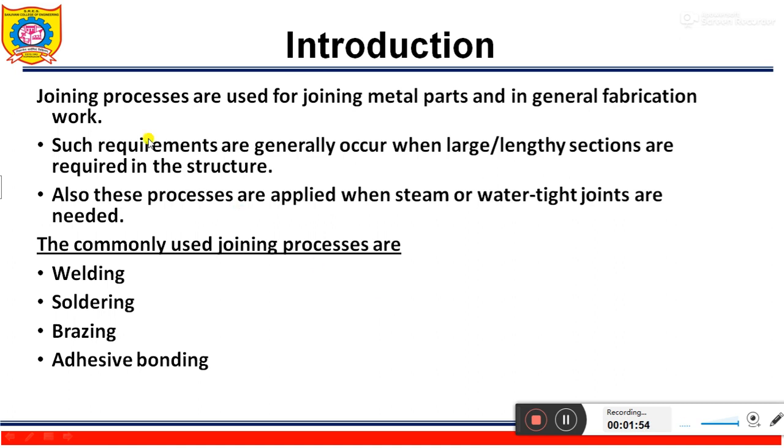Joining processes are used for joining metal parts and general fabrication work. Such requirements generally occur when large or lengthy sections are required in the structure. Also, these processes are applied when steam-tight or water-tight joints are needed. The commonly used joining processes are welding and soldering. This is the broad classification.